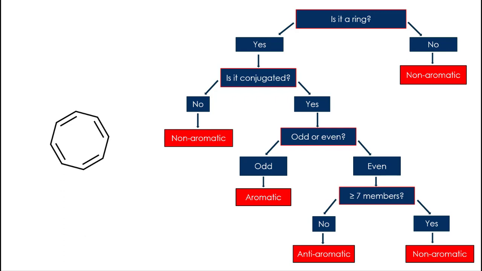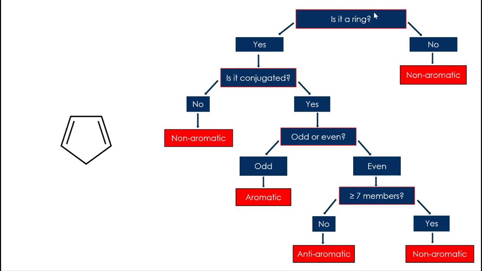Here's another example. So first, is it a ring? This is yes. Is it conjugated? So we're checking if every atom is sp2 hybridized. So here we have sp2 all the way around the ring. So the answer would be yes. Odd or even, we're going to count the number of pi bonds in the ring as well as delocalized lone pairs in the ring. So there are no lone pairs here, but we do have 1, 2, 3, 4 pi bonds. So that's going to be even. Next question, are there at least 7 members on the ring? So how many atoms do we have on the ring? This ring has 8. So the answer here is going to be yes. And we can conclude that this molecule is non-aromatic.